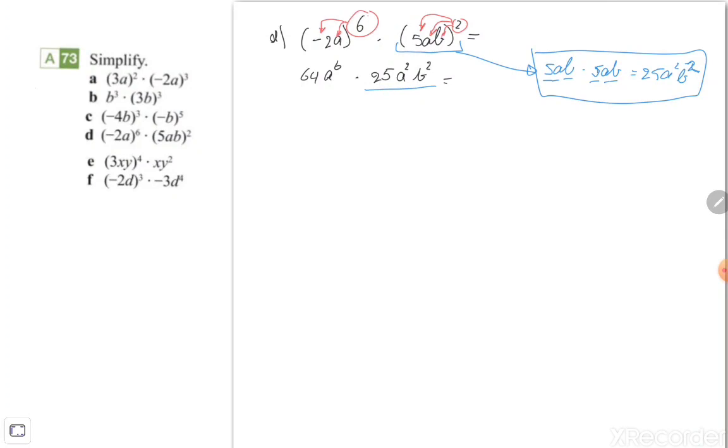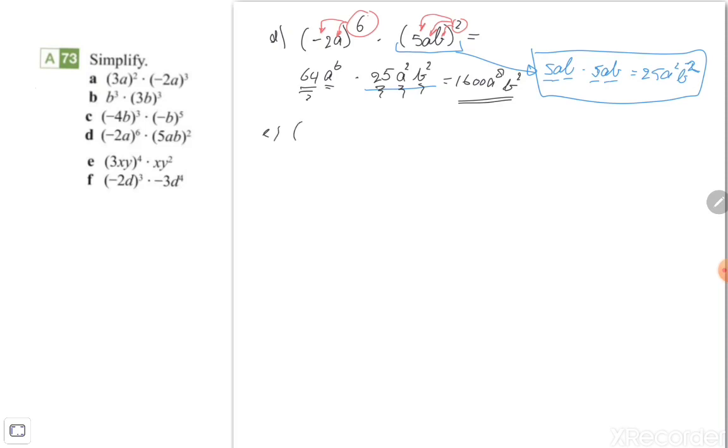Alright, now 64 times 25 is 1600. Then a to the power of 6 times a squared is a to the power of 8. And we only have one b squared, so b squared. So this is the answer from exercise D.